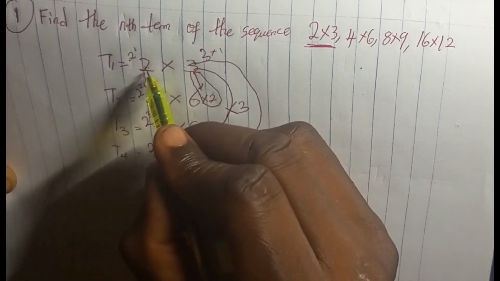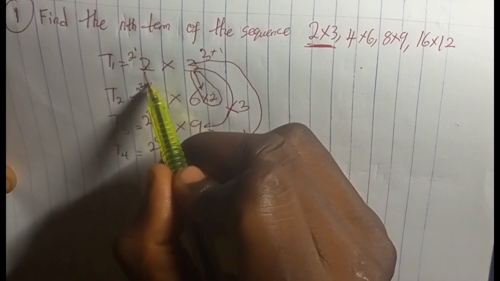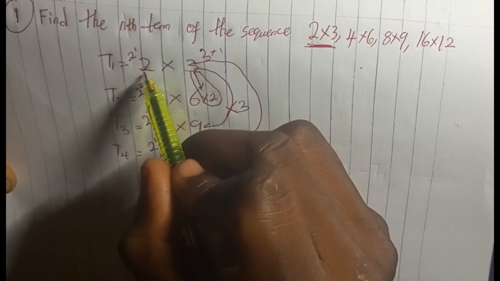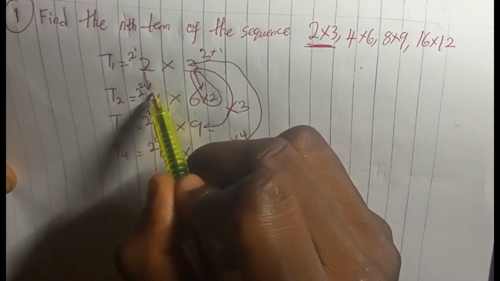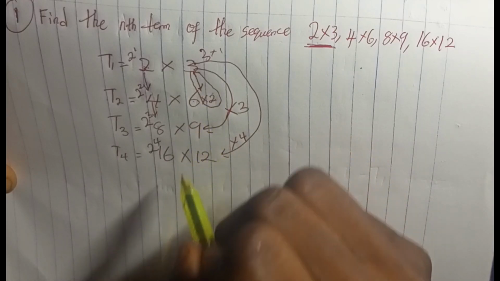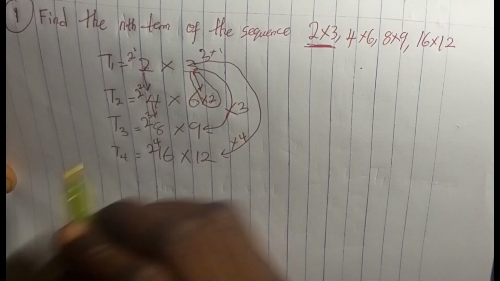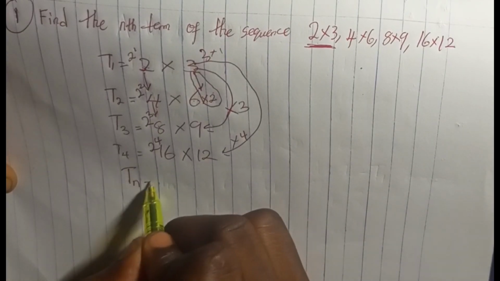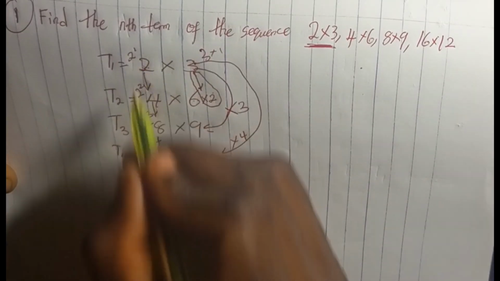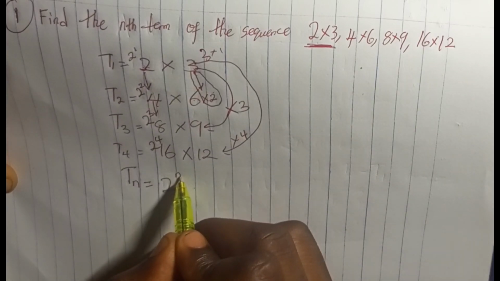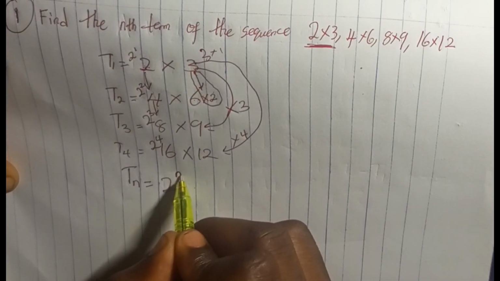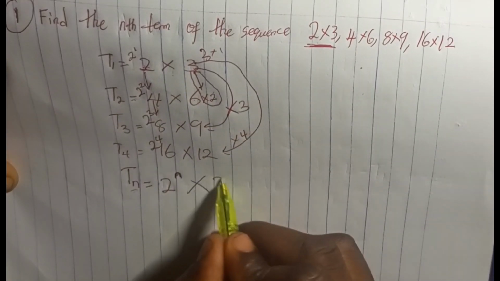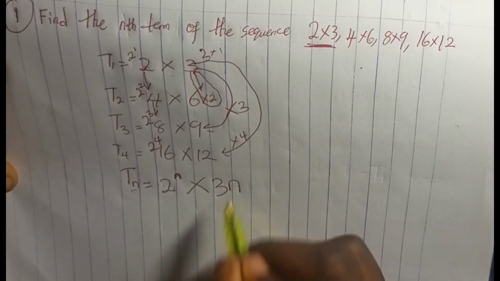Wow. So they got this column by the powers of 2. Do you understand? By the powers of 2. And they got this one by multiplying 3 repeatedly by natural numbers. So therefore we can say that the nth term, T subscript n, is equal to the first number. We know that they use 2, that's 2 raised to power the number of terms, this is the nth term, 2 raised to power n, times 3 times n. This is the answer.